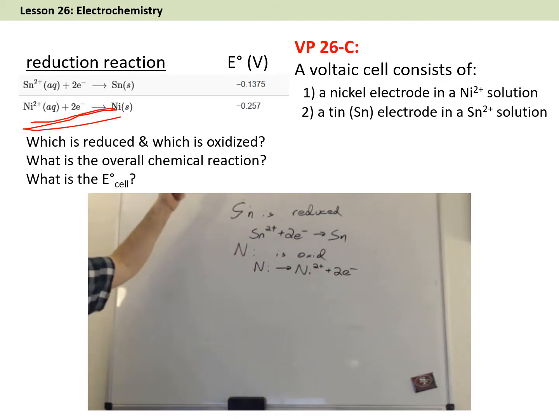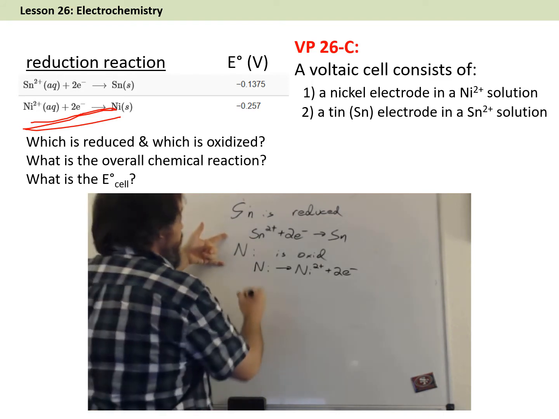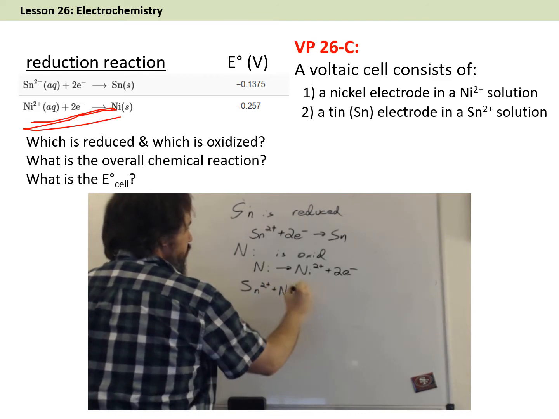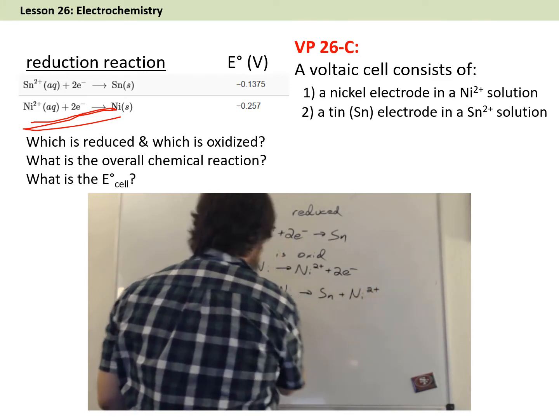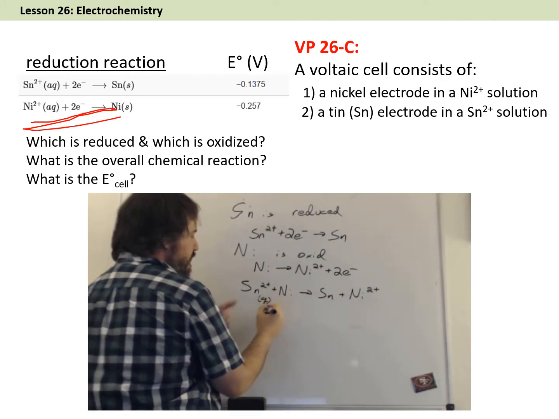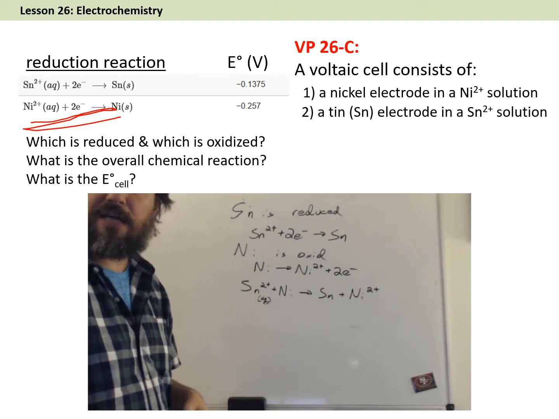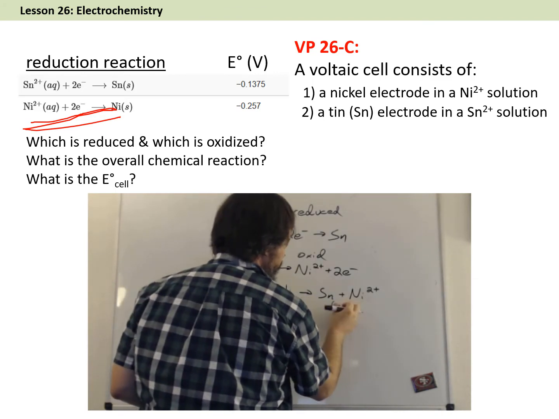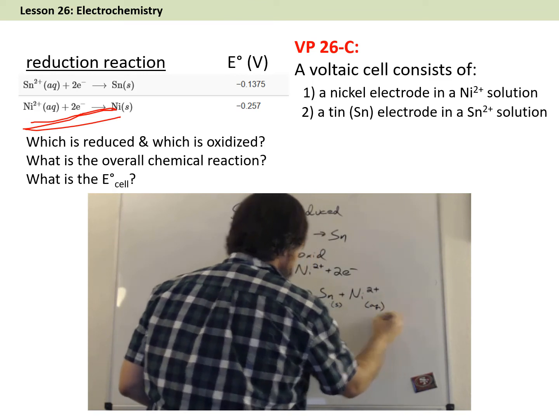Okay, so tin is reduced, nickel is oxidized. Let's put these two together. I'm going to get tin 2+ plus nickel going to form tin plus nickel 2+. Let's remember our states. If it has a charge, it's always aqueous or a plasma. We're not dealing with plasmas in this class, so aqueous. So this is solid and aqueous. All right.